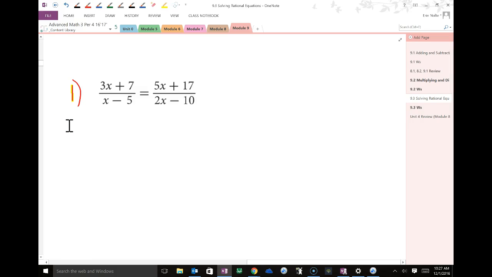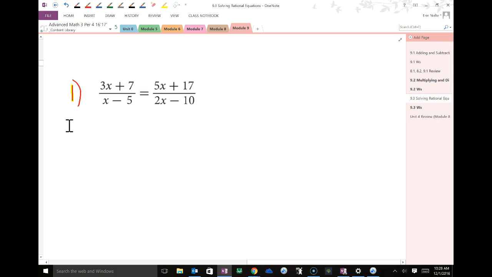Okay, so basically when you're solving rational equations, there's kind of two scenarios. There's the scenario where you have two fractions that are set equal to each other, and then there's the scenario where you have a whole bunch of fractions going on, where there's adding and subtracting. Okay, so this one is where we have two fractions set equal to each other.